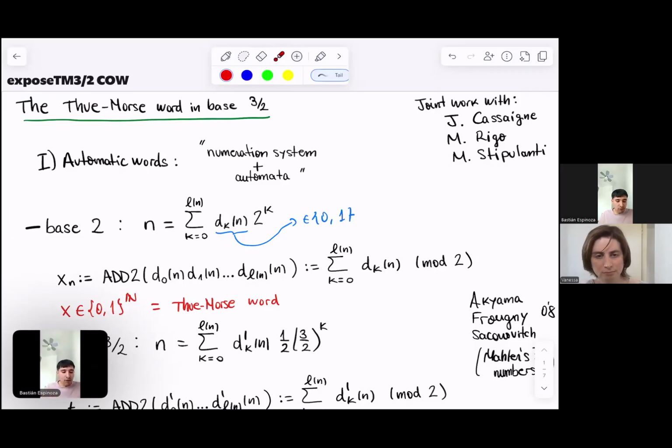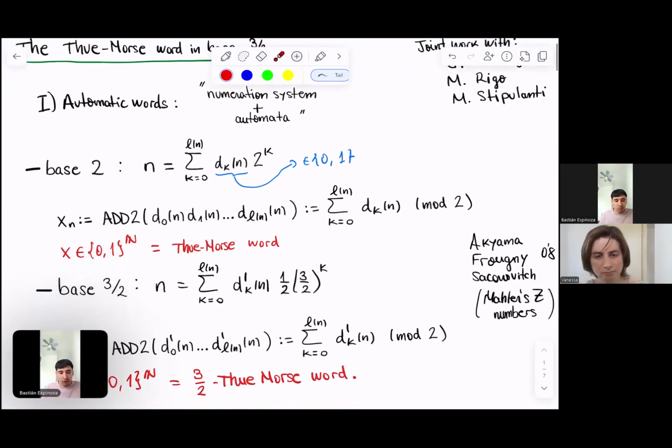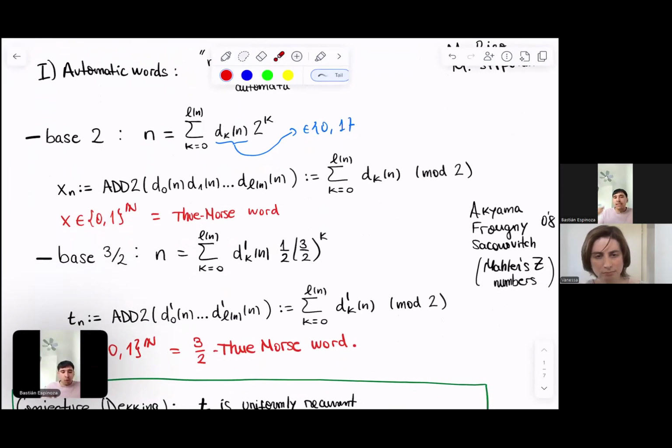But now here in this talk, we want to consider a variation of the Thue-Morse word. We're going to use the same model of computation, the same machine, in fact, add2. The only difference is that we're going to use the base 3/2. And this is a bit tricky to define. So I'm going to directly state first what I mean by base 3/2.